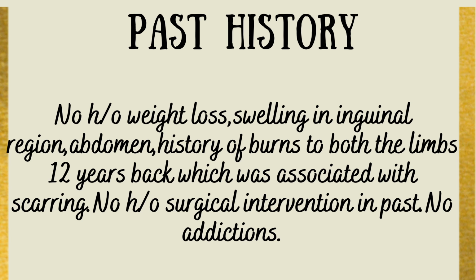So this patient said that there is a history of burns to both the limbs 12 years back, which was associated with scarring, and that ulcer is developing on that burn scar only. So it is giving us an idea. After history only, we have got an idea that okay, this is Marjolin's ulcer. Why? Because it is developing on the burn scar. Then no history of surgical intervention in the past and no addictions are there.